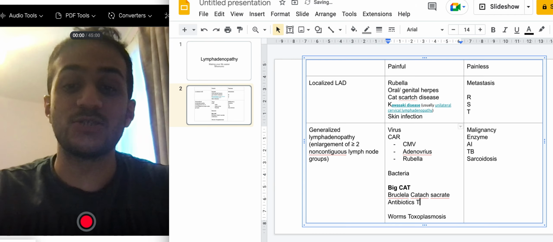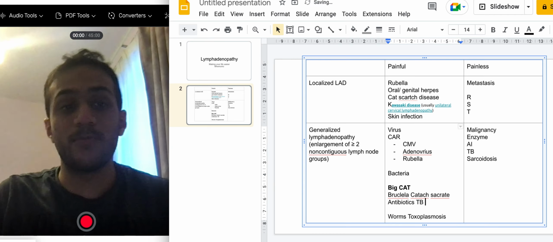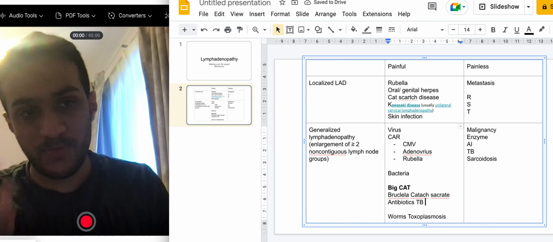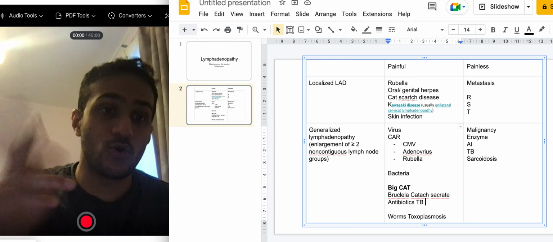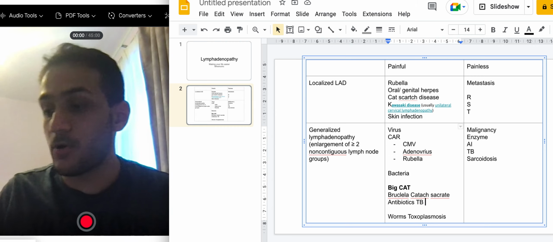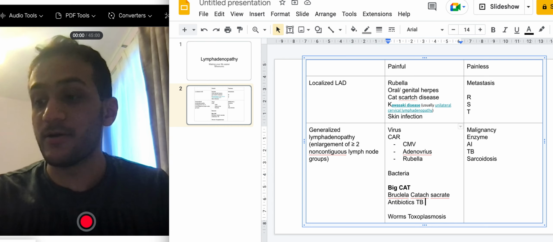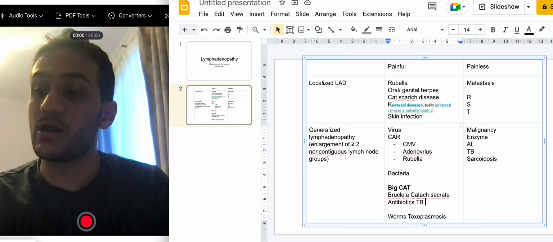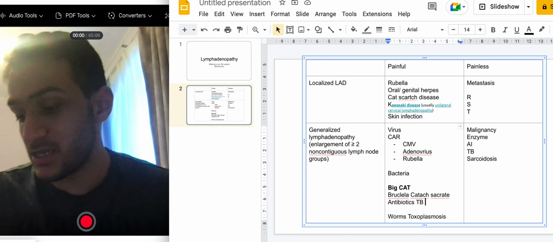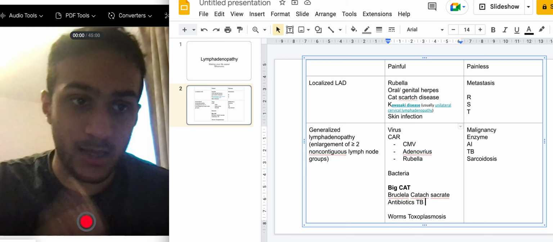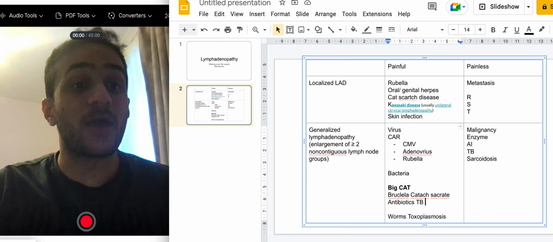The next one, T, is going to be TB. We're going to speak about TB in quite a bit. Worms, not much to speak about. Just think about an immunocompromised patient with toxoplasmosis. You may come across patients with malaria, some schistosomiasis, but yeah, those are not that much. Okay, painless now.